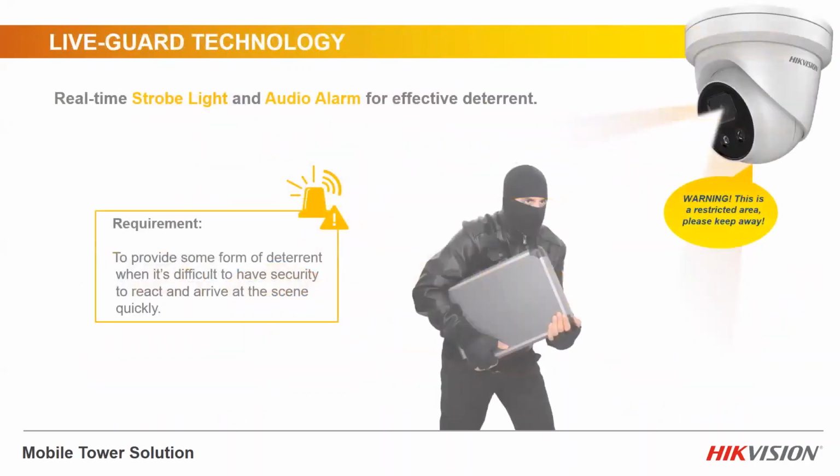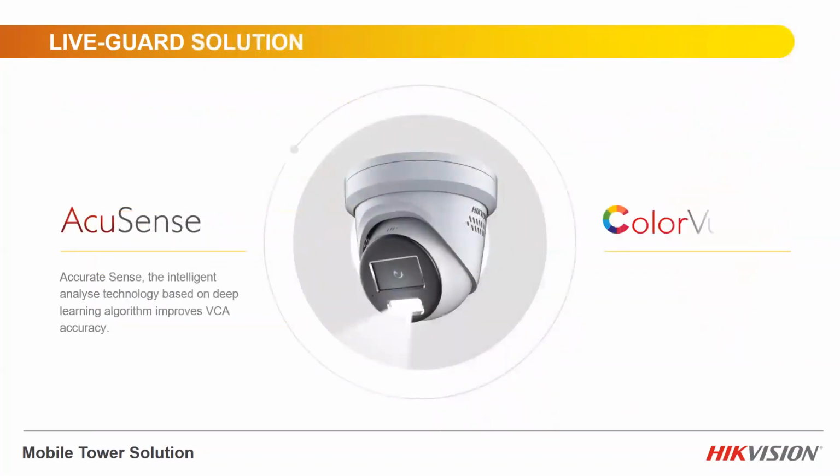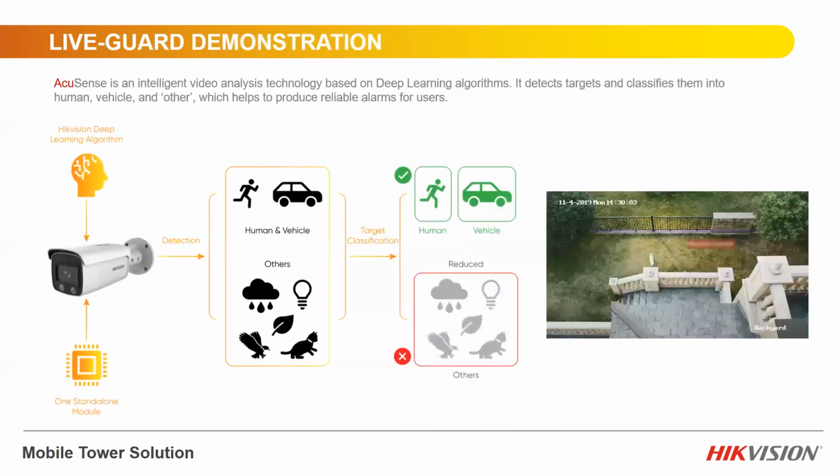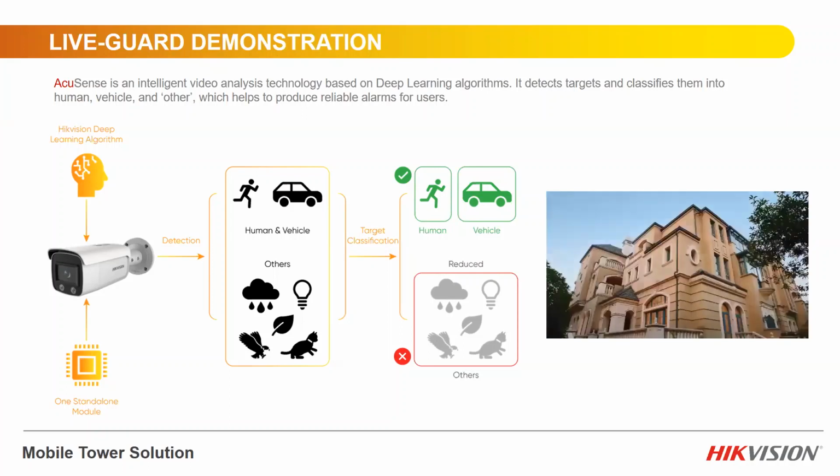LiveGuard technology uses both a strobe light and audio as a real-time deterrent. This is available in both the AccuSense that uses deep learning to improve detection and the color view ranges that give us 24/7 color images. We can see how LiveGuard technology is able to detect an object and classify it, react to those required, using both light and sound while ignoring others.